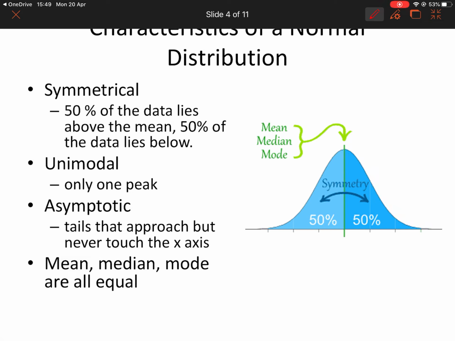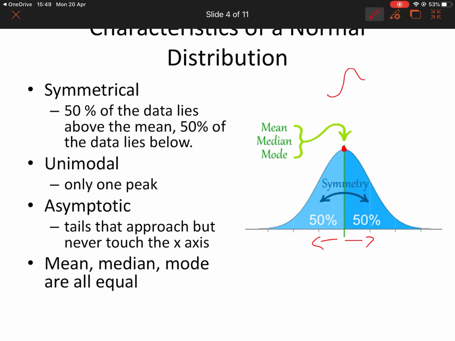So let's have a look at the characteristics of a normal distribution. So first of all, normal distributions are symmetrical, which means that 50% of the data lies above the mean and 50% of the data lies below the mean. Normal distributions are unimodal, which means that we've only got one peak.